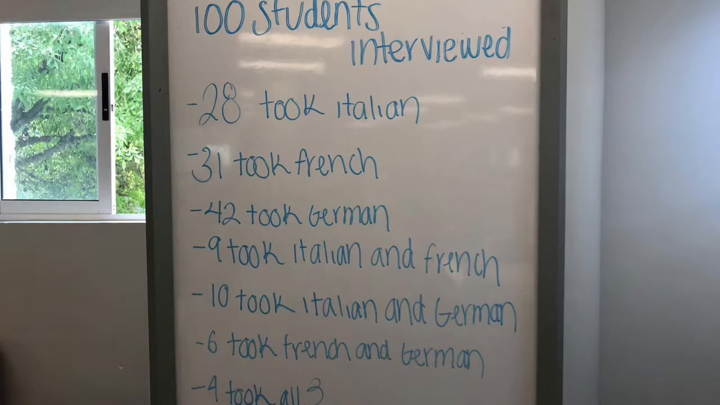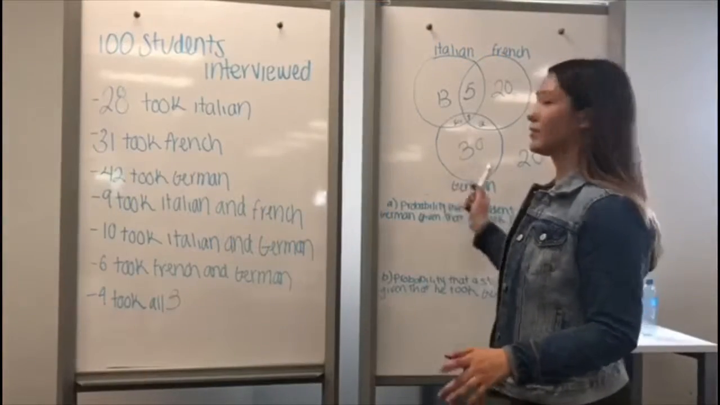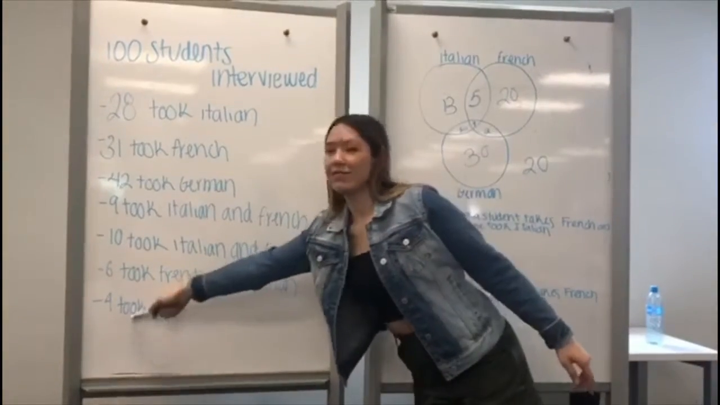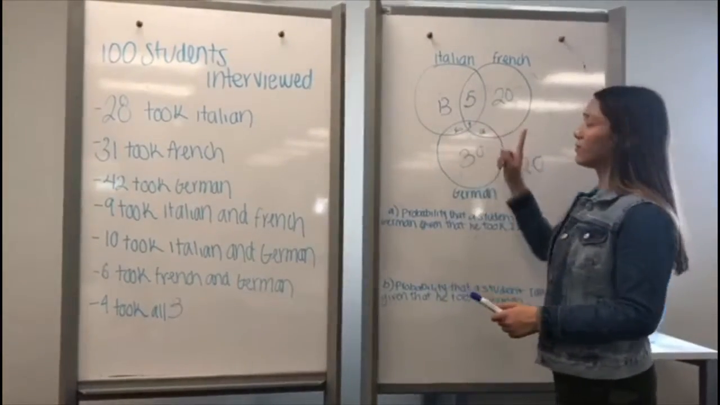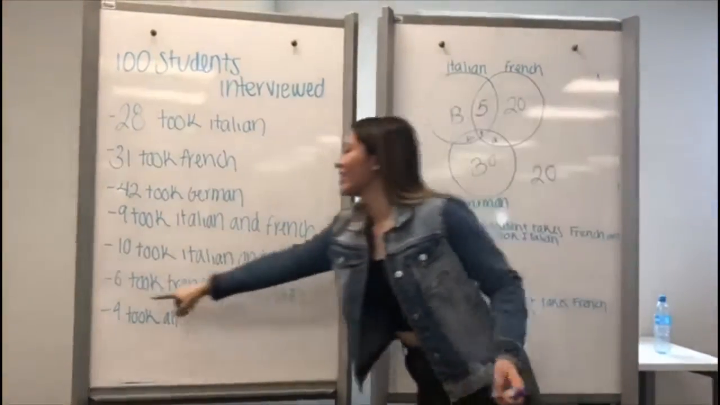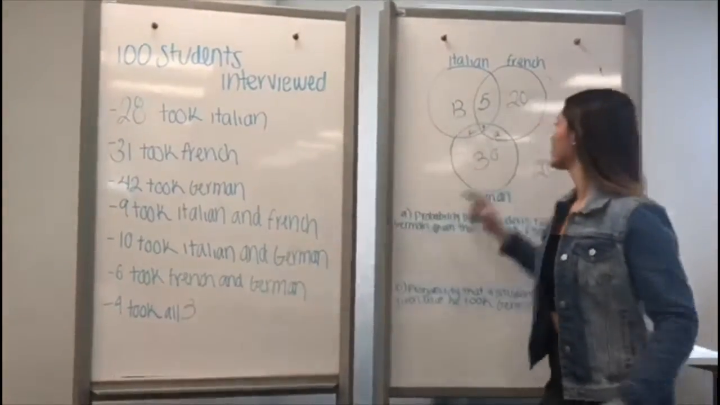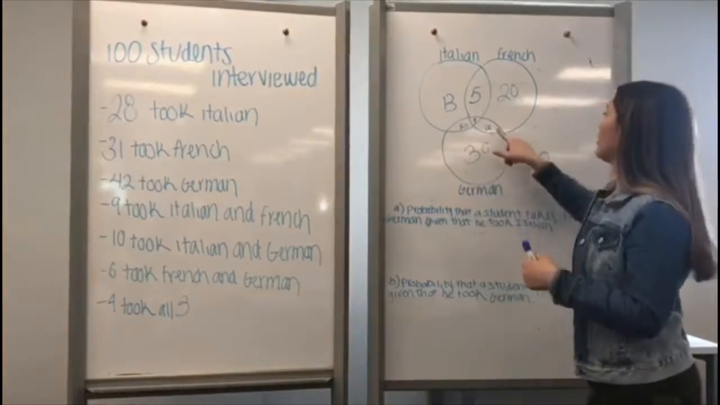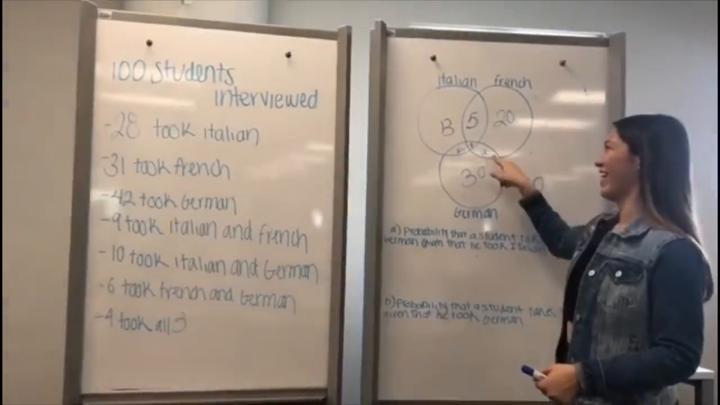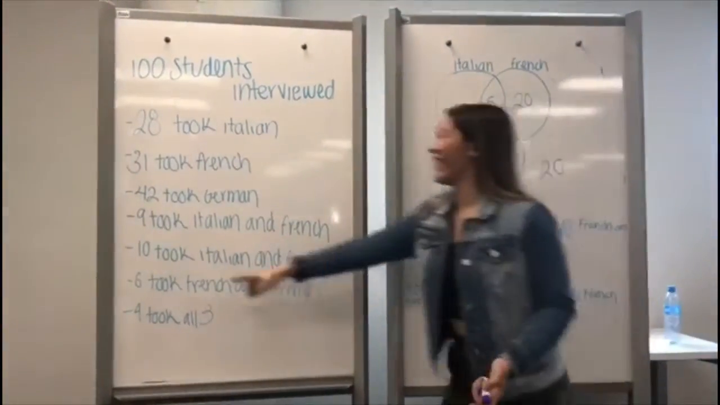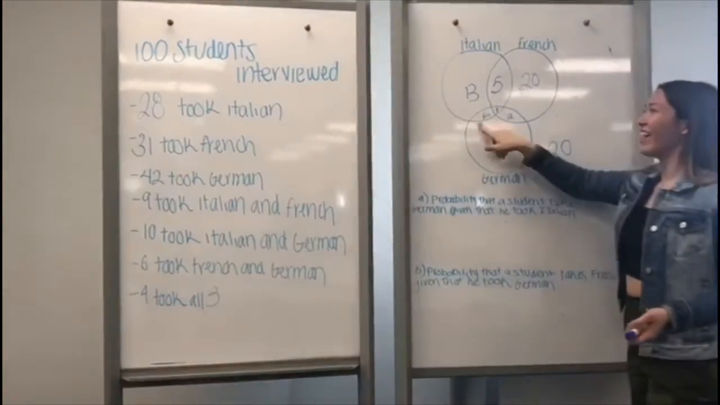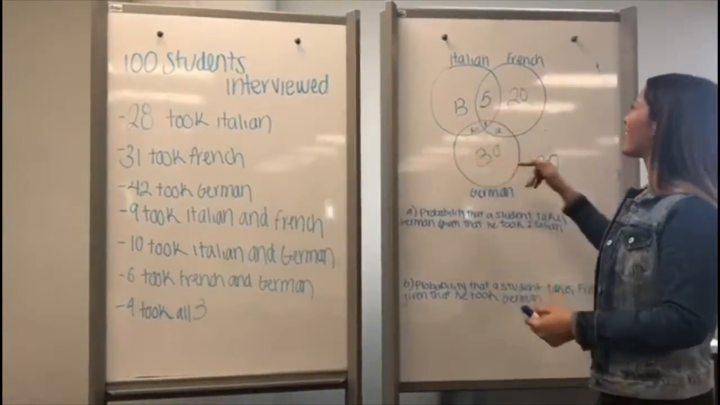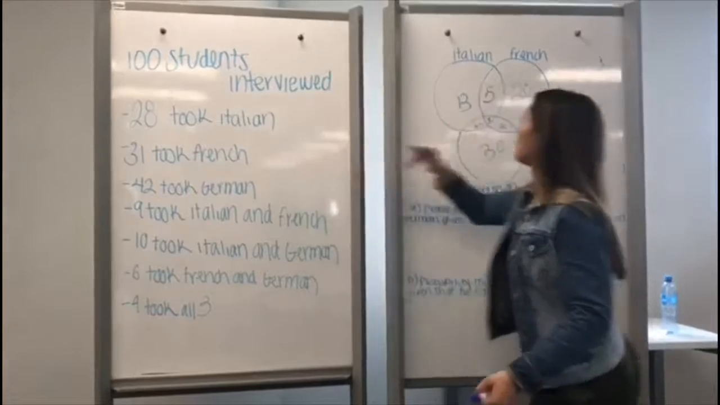We interviewed 100 students at Prepa Tech and we asked them which language they were taking, and these are the results we got. Before answering the questions below, we decided to make a Venn diagram. We decided to start with the 4 who took all 3, which we put in the middle of the Venn diagram. 6 took French and German. From those 6, we subtracted the 4 that was in the middle and it became a 2. We did the same thing with the 10 who took Italian and German and it became a 6. 9 took Italian and French and we subtracted the 4 and it became a 5.